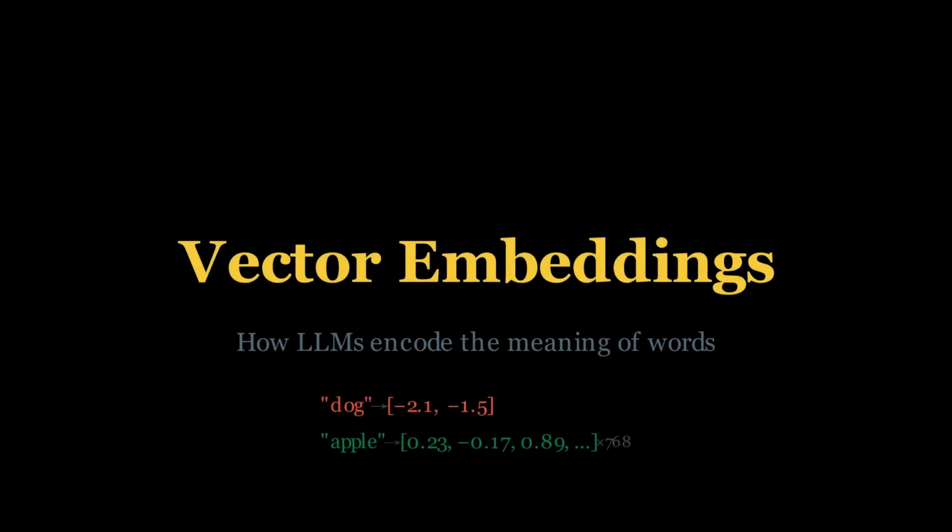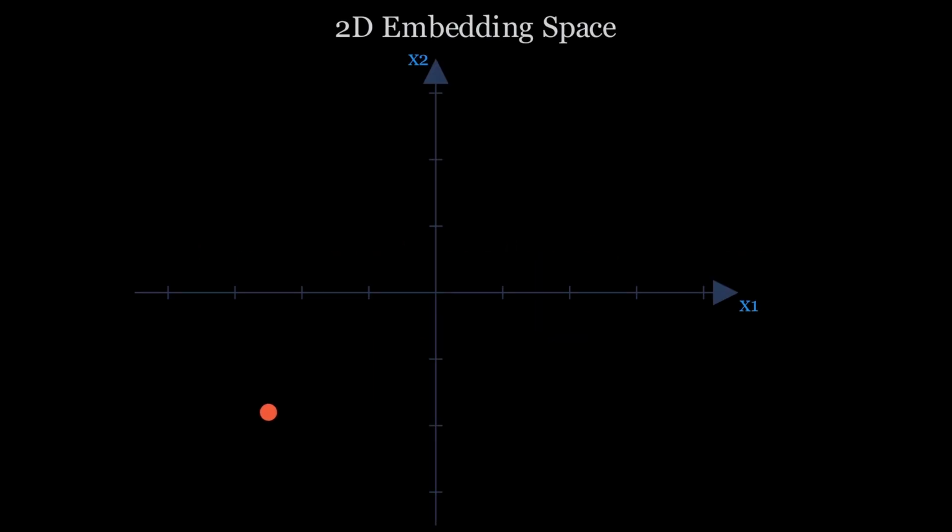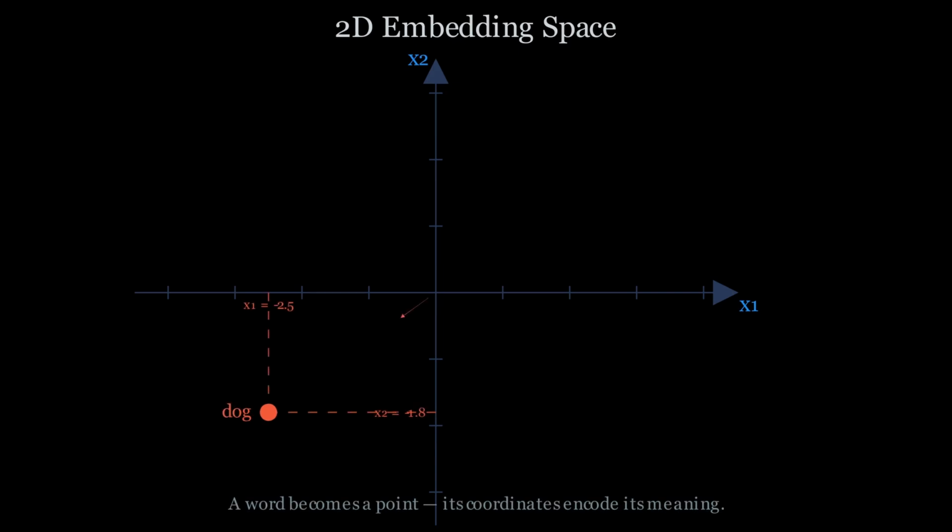Today we're visualizing how language models understand words using something called vector embeddings. So imagine this. We start with a simple 2D space, just x and y coordinates. Now, instead of plotting numbers, we plot words. First, we place the word dog as a point in this space with its own unique coordinates. In this world, a word isn't just text anymore, it's a position.